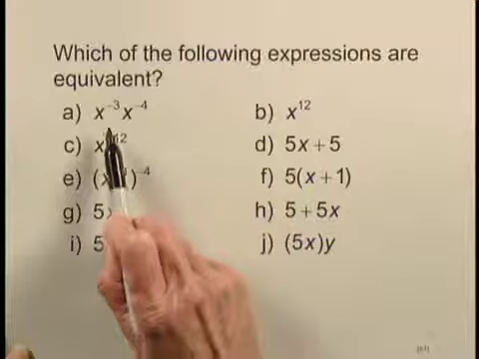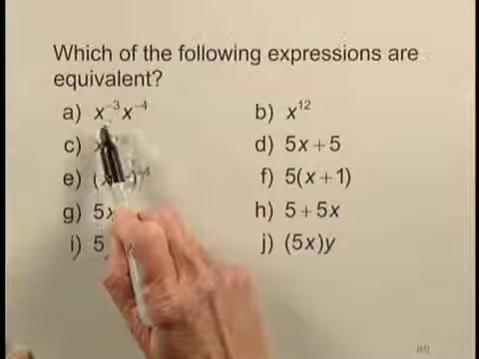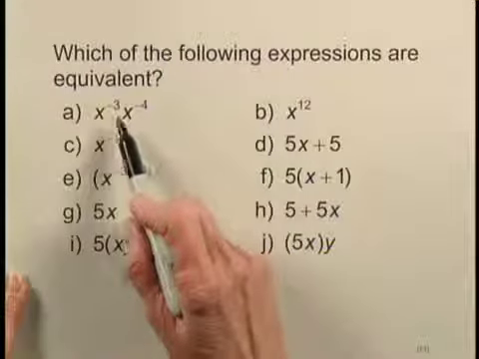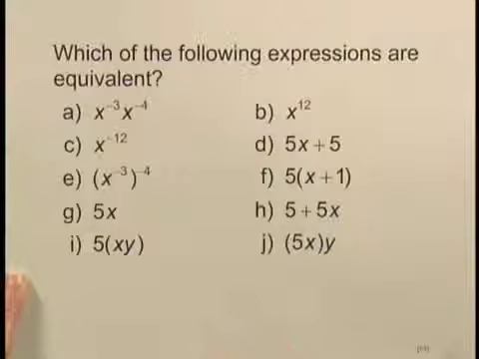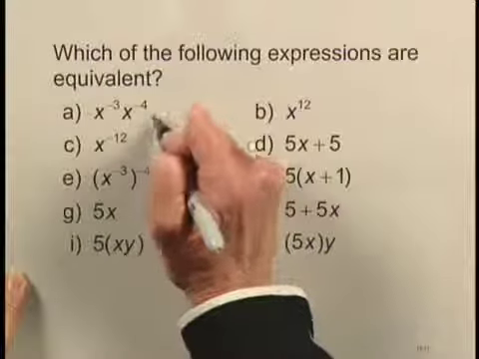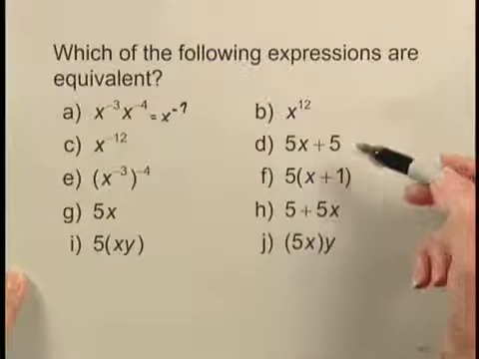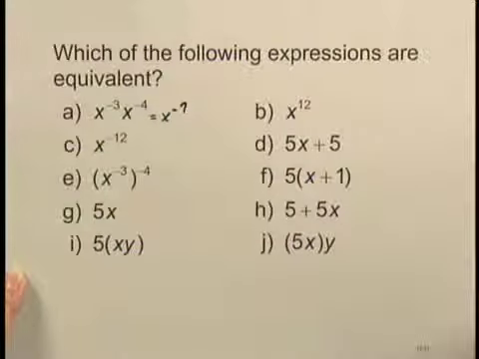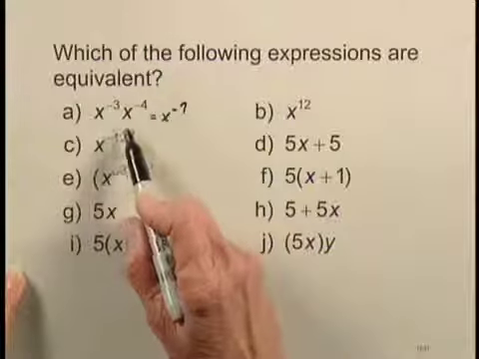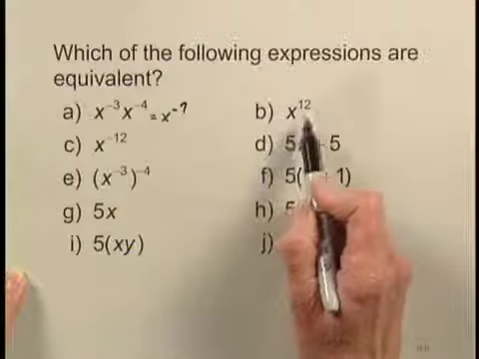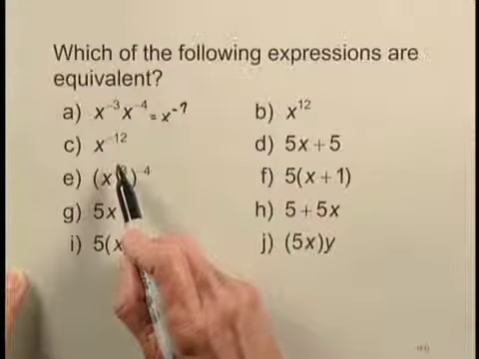Let's start with A. I have x to the negative 3 times x to the negative 4. If I were to perform that multiplication, I would get x to the exponent that's the sum of these two powers. So I would get x to the negative 7. And as we look through the list, I don't see anything that says x to the negative 7. So right at the moment, I can't match A up with anything. x to the 12th power is as simple as it's going to get. So is x to the negative 12.